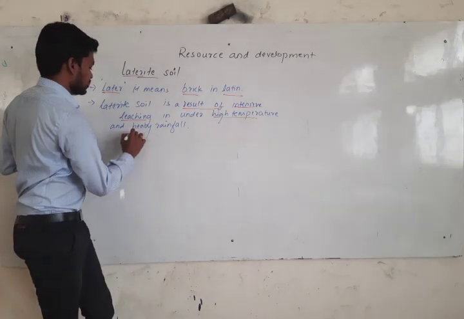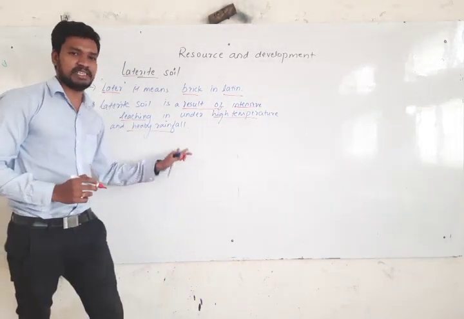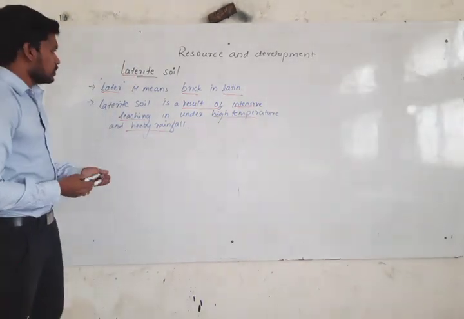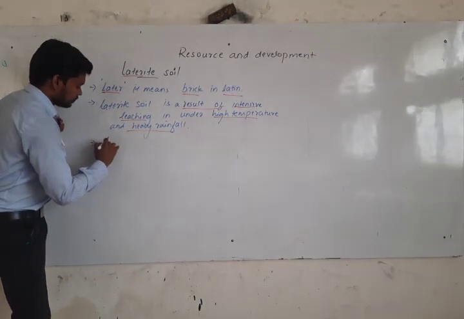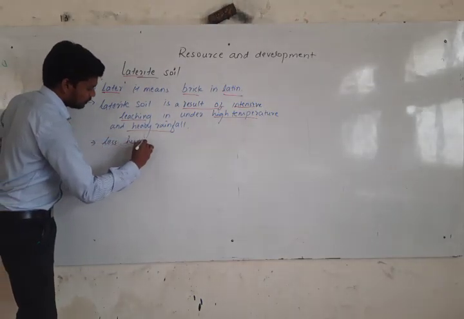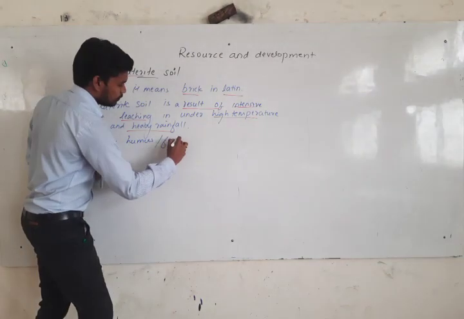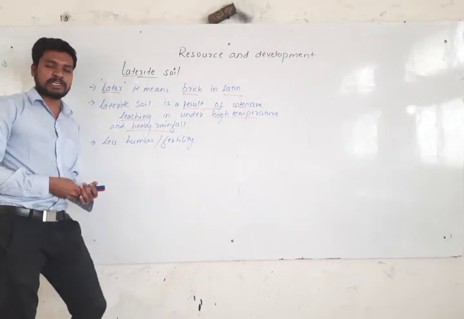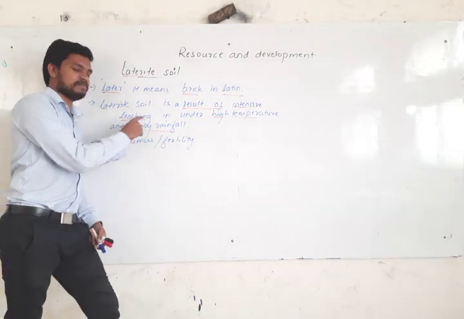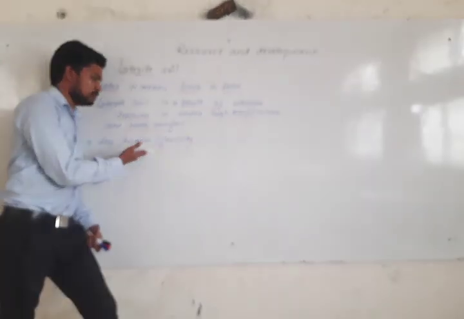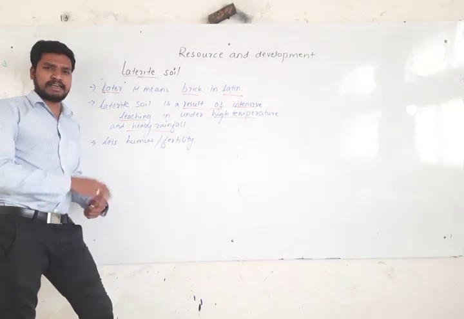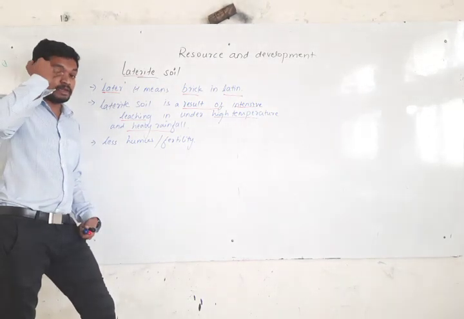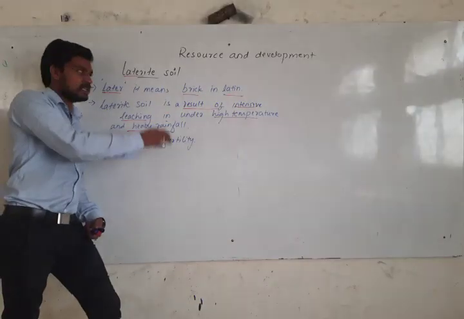It's found mainly in the areas which receive high rainfall and high temperature. That is the meaning of this word. So it has less humus and fertility. What is the main reason? Yes, because of intensive leaching, it has very little humus and fertility. As in the red and the red and yellow soil, we have less humus and less fertility in the laterite soil.